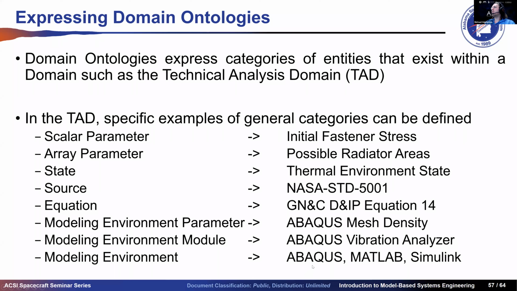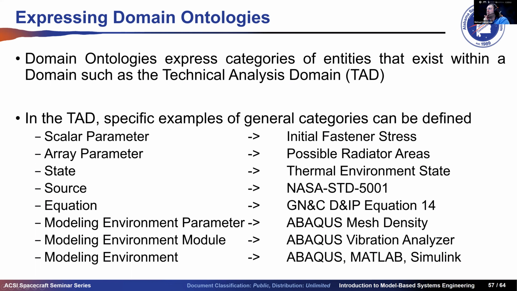Here, let's say scalar parameter might be initial fastener stress. It's just one value. Array parameter, possible radiator areas. It might be some 1/n array. A state, thermal environment state. Source might be some document or handbook or textbook or paper that just got published. Some equation, you can define it however you want. This is just some that exists in our development and integration plan.